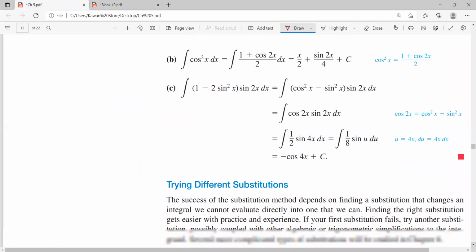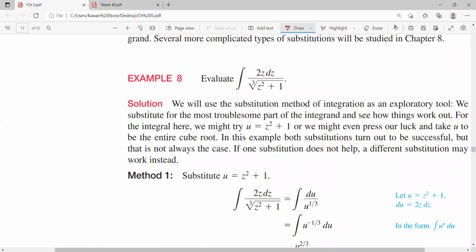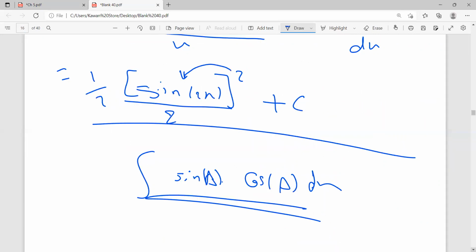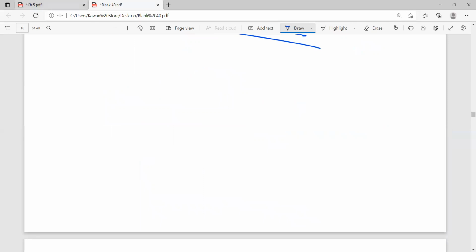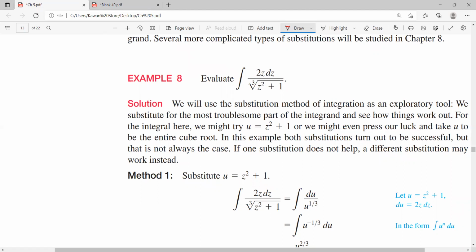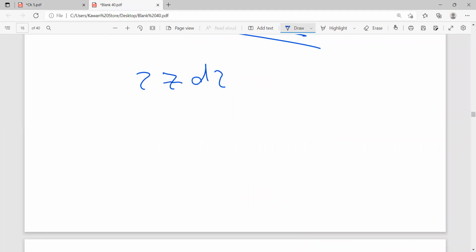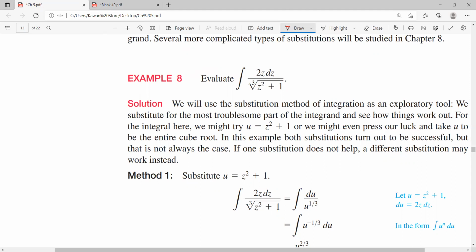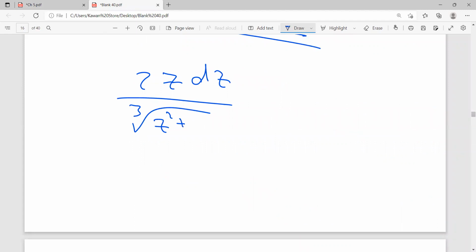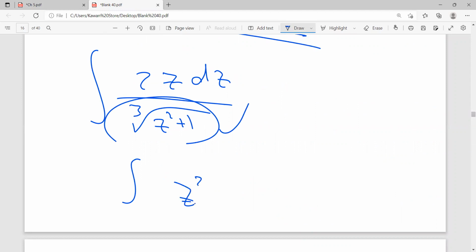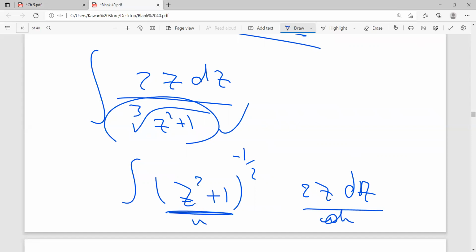Part C, I'm going to leave this one for you, it's easy. It's not hard, just look at it. Bring this one up. Let me give you the clue. Example 8. We have 2z dz, and here we have the cubic root of z square plus 1. You can bring this one up. So I'm going to write it down like that, careful, I'm doing it quickly: 2z dz, and now you have u and du. Okay, u du. So then you can solve it. Understood? Okay. That's all for today.